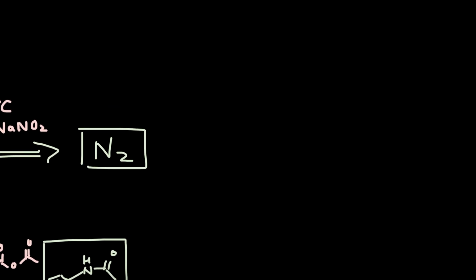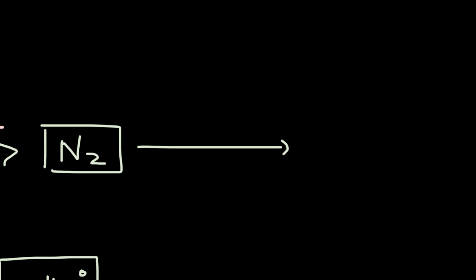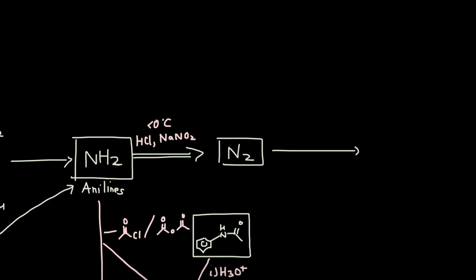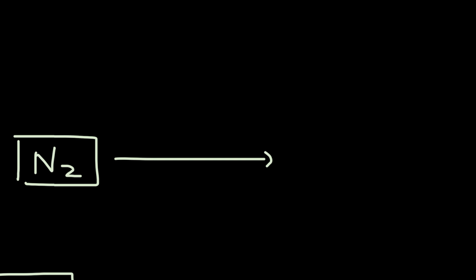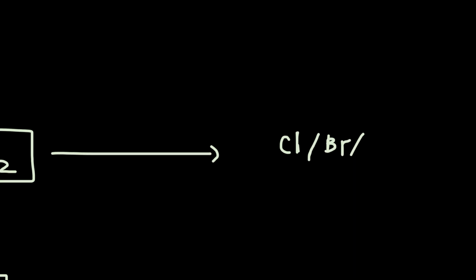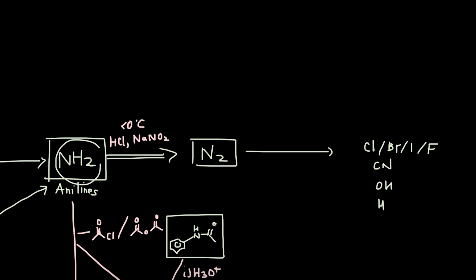Okay, so we can replace N2 with, well, if you replace N2, you're just replacing the aniline in that case, in the long run. So we can turn this into the halogens, Br, Cl. So F is a little special. You can convert it into cyanide, an alcohol, or we can give the appearance of removing this aniline totally by replacing it with H.